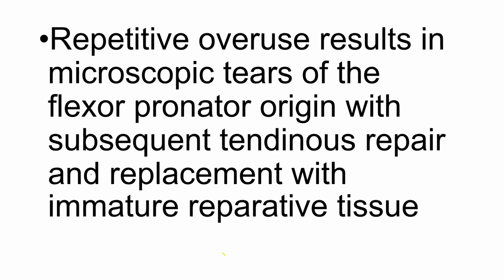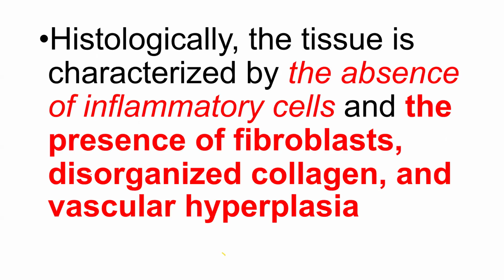Repetitive overuse results in microscopic tears of the flexor pronator origin with subsequent tendinous repair and replacement with immature reparative tissue. So, with time, due to the stress and strain on the medial aspect of the elbow joint, degeneration and micro tears occur in the pronator teres group of tendons, together with the flexor tendons, leading to pain and leading to medial epicondylitis.